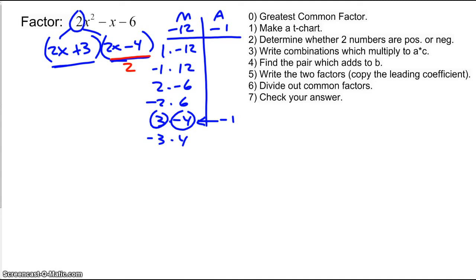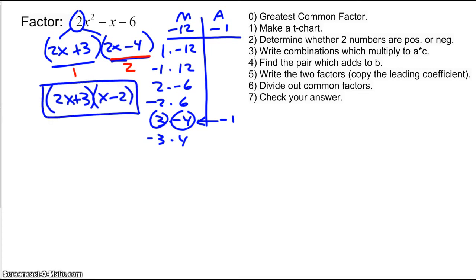Now on the left factor I have a 2 and a 3, and 1 is the only number that goes into both of those. So on the left factor, this stays 2x plus 3 divided by 1, so it remains 2x plus 3. But on the right factor, 2x divided by 2 is just 1x, and negative 4 divided by 2 is negative 2. And so that's the factorization.